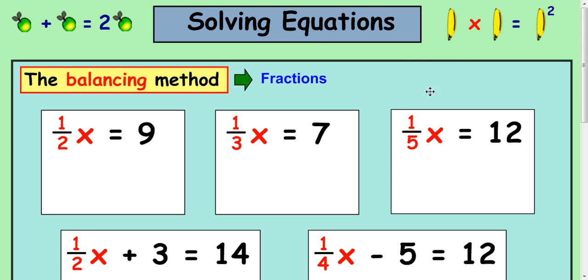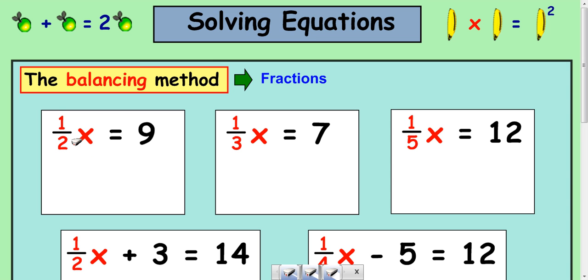In this lesson we're going to look at how to solve equations with fractions in them. Now, equations with fractions look complicated, but there's an easy way to eliminate the fractions, and I'm going to show you in this lesson just some basic examples, and then we'll move on to more complicated ones later on.